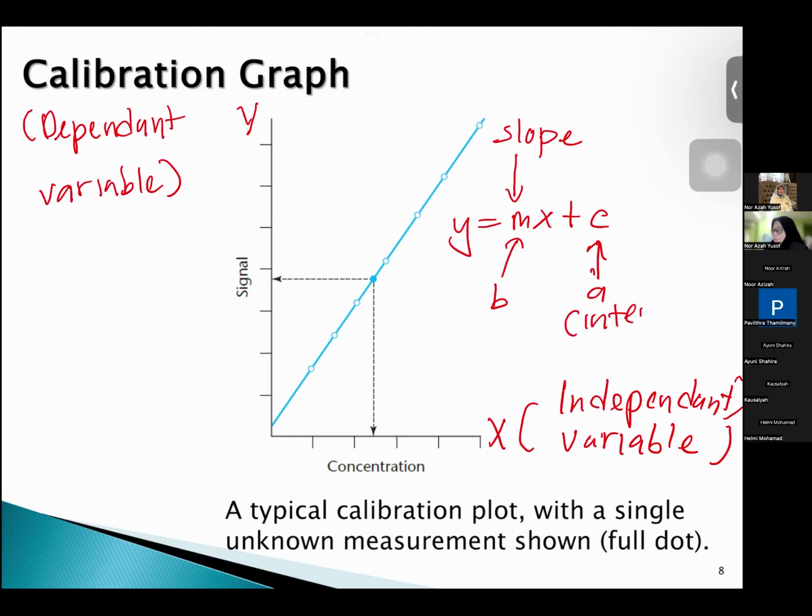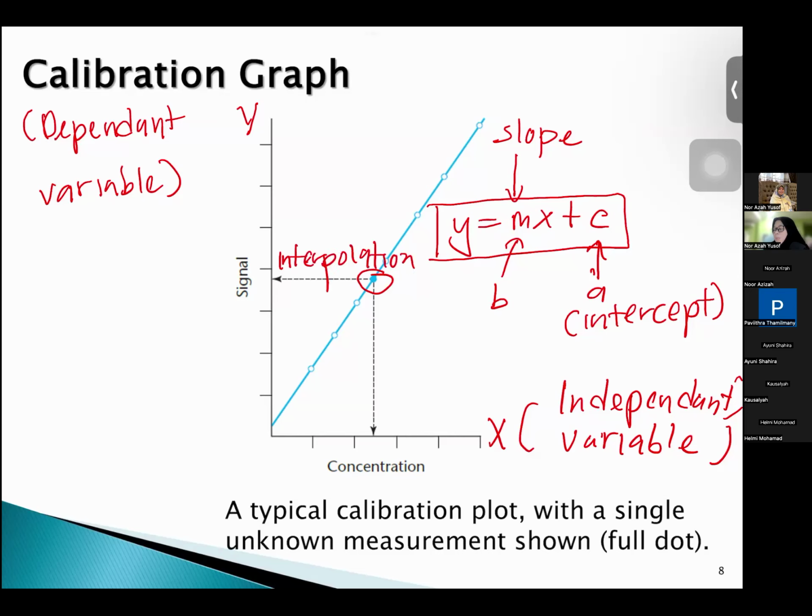As I have showed you last week, you can come up with this linear equation by calculation using formula, the least square method. Or you can just use any spreadsheet to get the value of M, to get the value of C, and from there you can identify the unknown sample. You can identify the concentration of unknown sample. So this method is what we call interpolation.